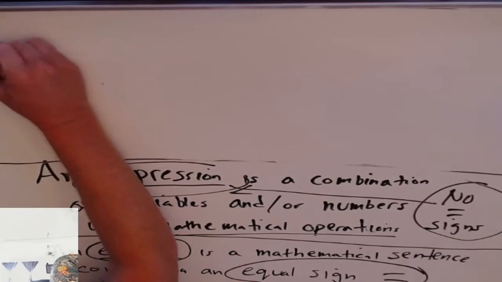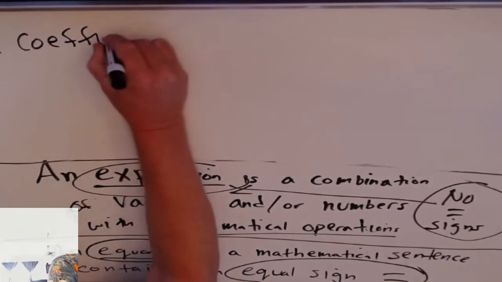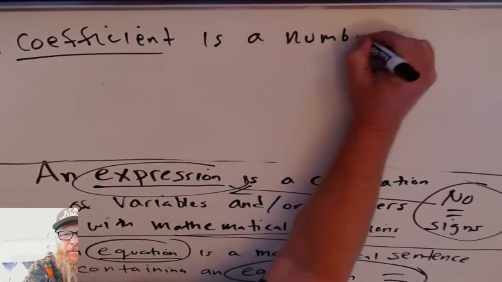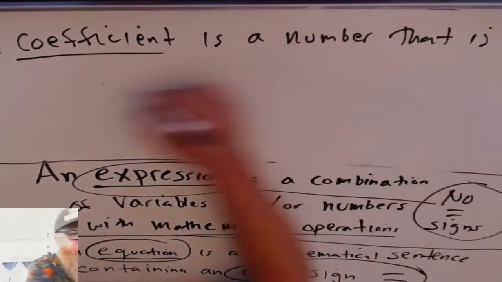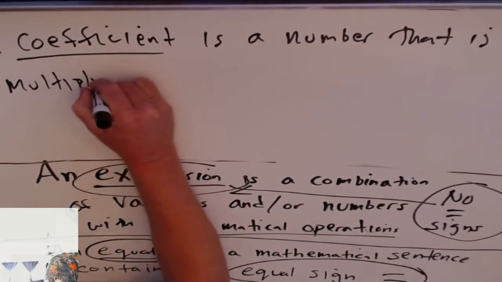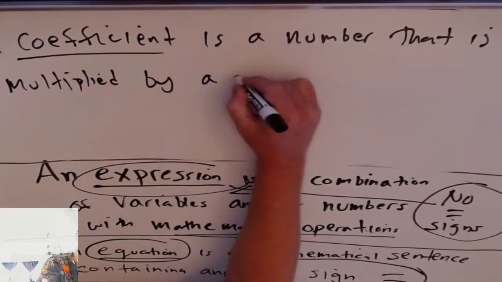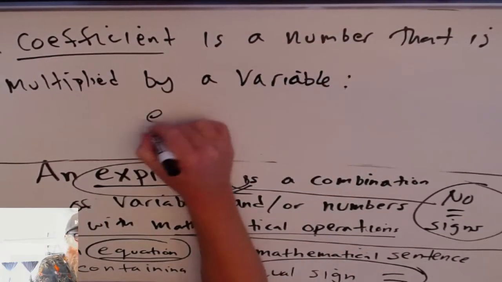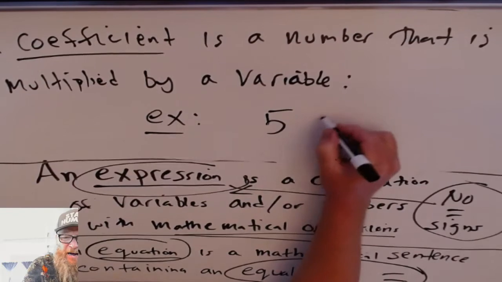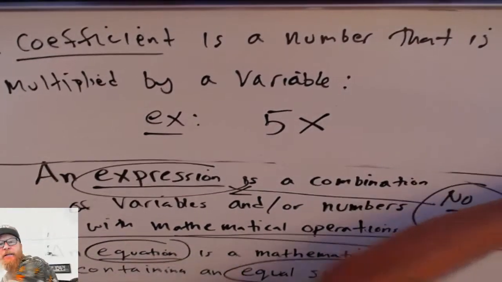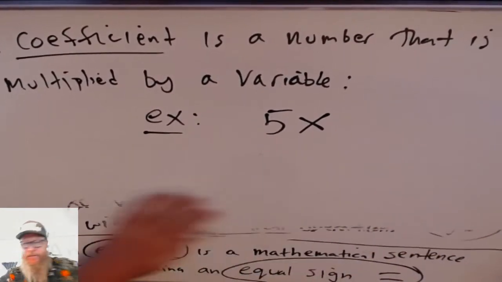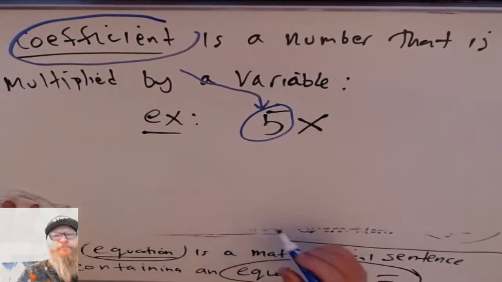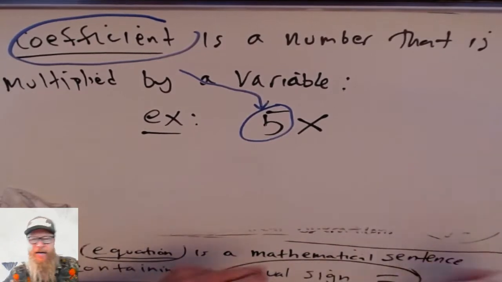A coefficient is a number that is multiplied by a variable. For example, 5x. The coefficient is 5. The variable is x.